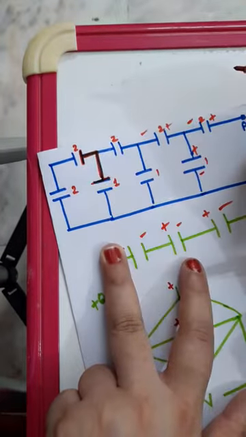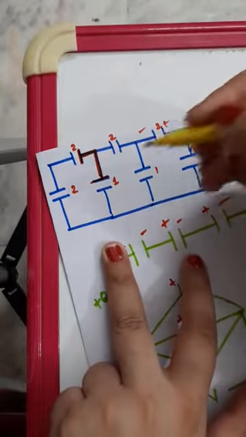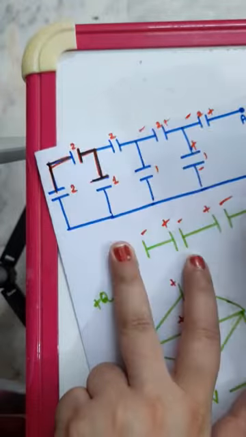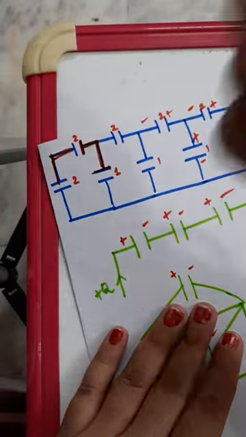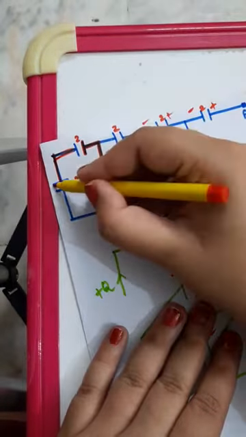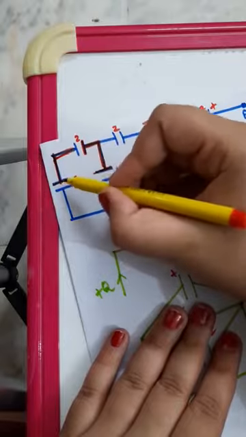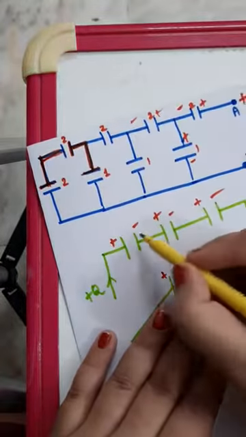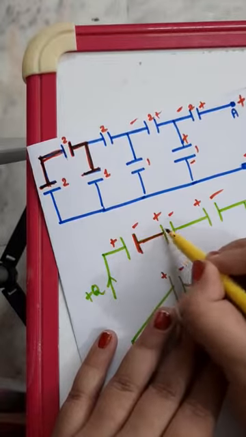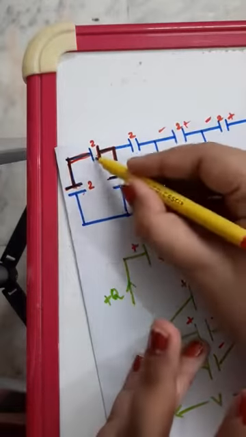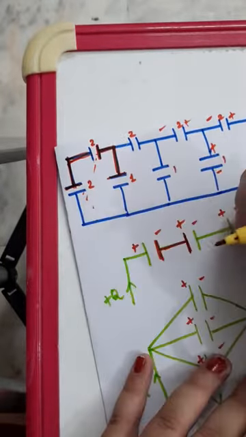These two plates are connected together. So what is going to happen, and from here these two plates are connected together. You can see that the right plate is connected to the left plate of the second capacitor. So don't you think that these two capacitors are connected in series combination?